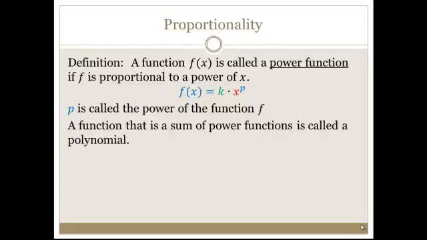A function that is a sum of power functions is called a polynomial. As an example, f of x equal to 2 times x to the third minus x squared plus 3 is a polynomial, which is made up of the power functions 2 times x to the third, negative x squared, and 3.